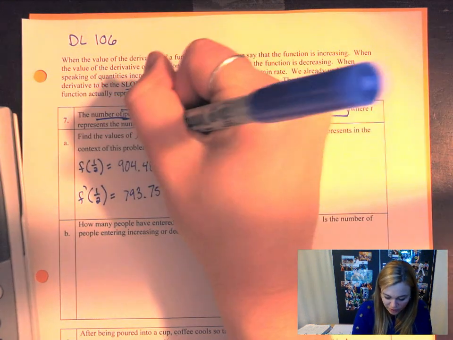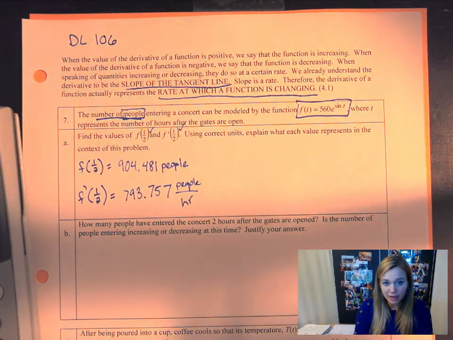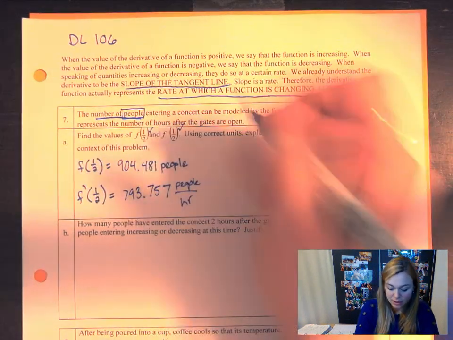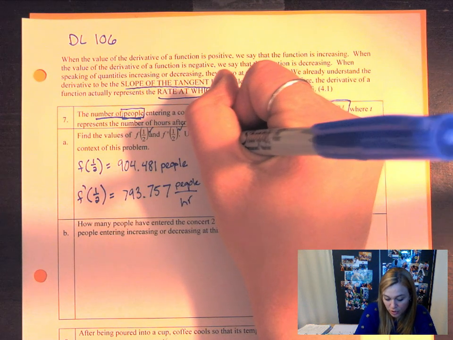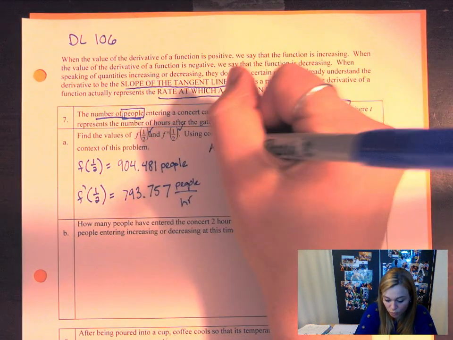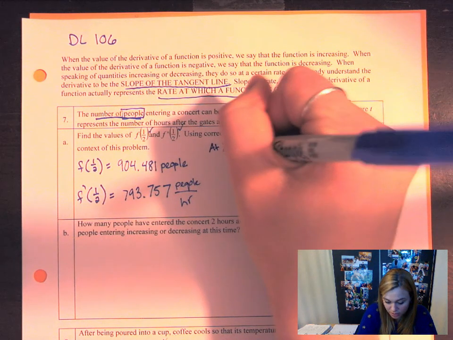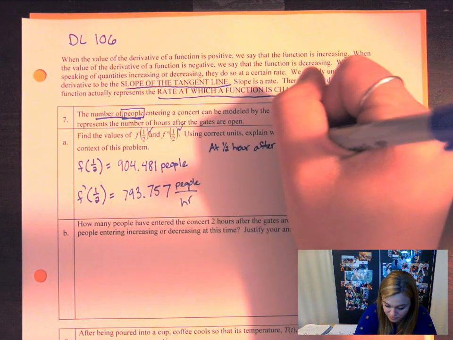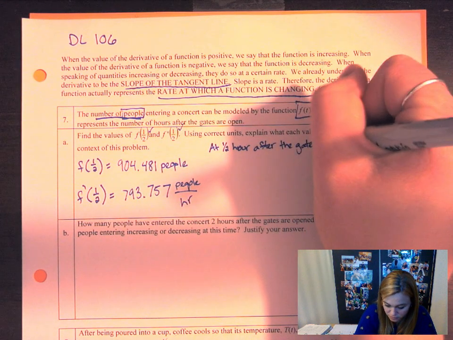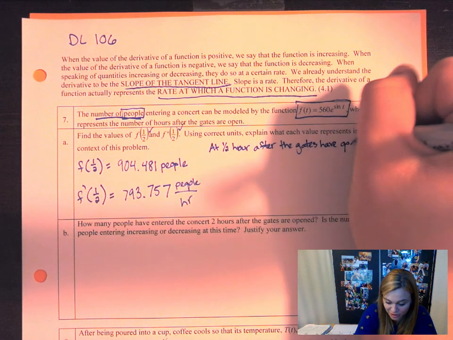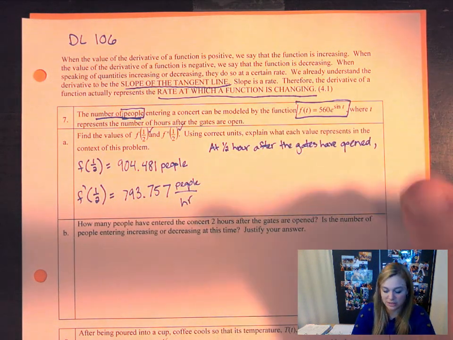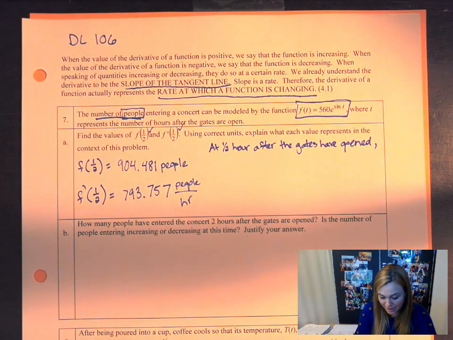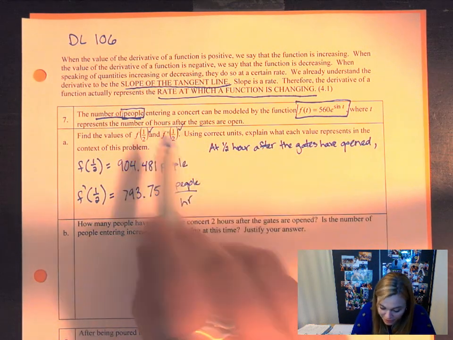Okay, so I found the values of f of 1/2 and f prime of 1/2, using correct units. So I have the correct units here, but I need to explain what each of these means. So I'm going to say, I can say at 30 minutes or at 1/2 hour, because this is at a particular moment, after the gates have opened. And I'm going to use exactly their language. Sometimes this sounds a little funky, just like in English if we're talking about it, but I'm going to use exactly what they have.